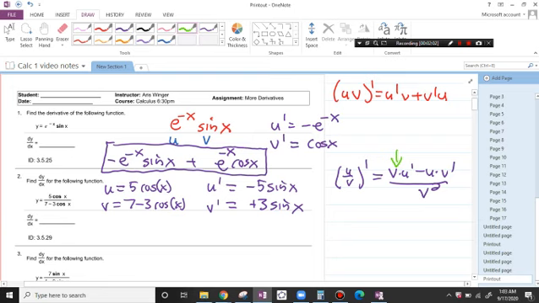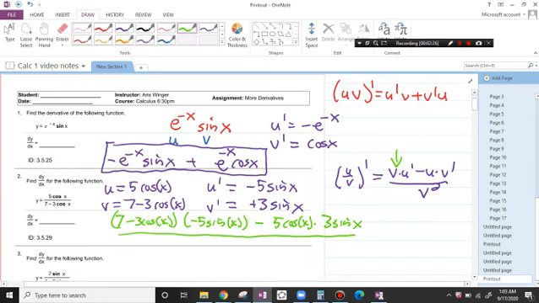And we're going to use the formula. v, 7 minus 3 cosine x, times u prime, negative 5 sine x, minus u, 5 cosine x, times v prime, 3 sine x, all over, and I think we can put this in exactly, 7 minus 3 cosine x, all squared.